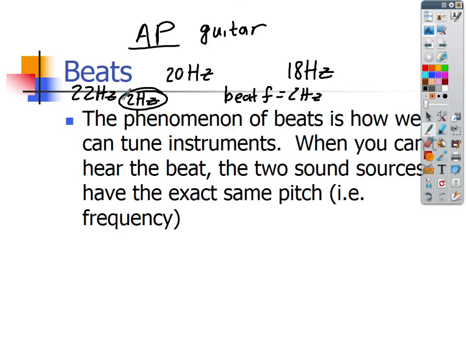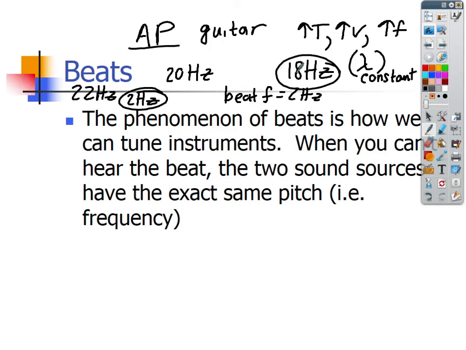Well, we talked about this before. We can increase the tension in the string, and if I increase tension, I increase velocity. If I increase velocity, I increase frequency, as long as I keep the wavelength the same, which I do. The wavelength will stay constant. So if you're at 18 hertz and you start tightening the string in your guitar, you should see this frequency increase towards 20. You should start hearing the beat frequency even less, until you hit 20, and then if you tighten it too far, you'll hear it again, so you start loosening it.